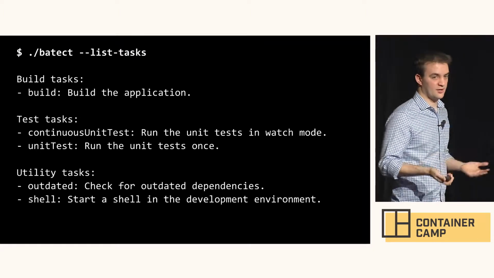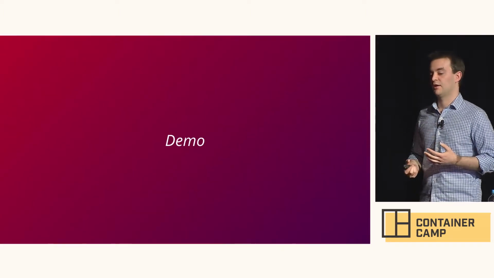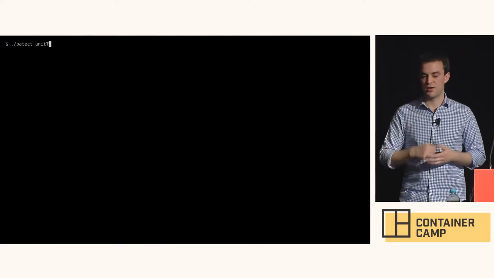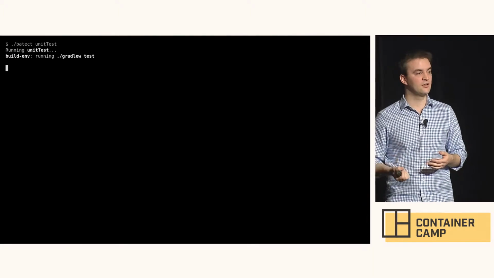So that's what it looks like in the background. Let's have a look at what it actually looks like as a developer when you're running this thing. So on the command line, you're in the code directory. You can just run, say, batect unit test. It'll make sure that that container that you need is pulled down.